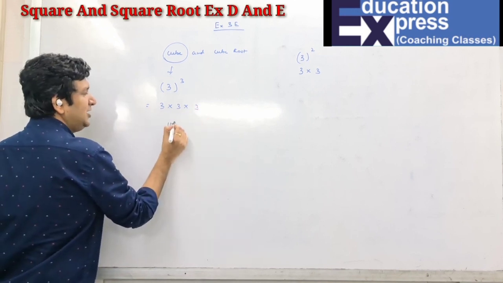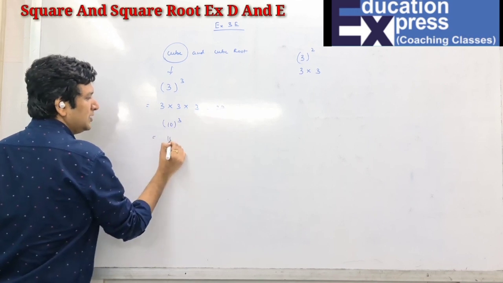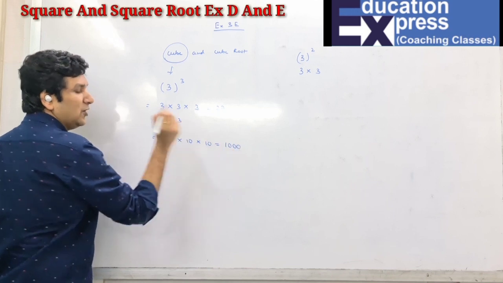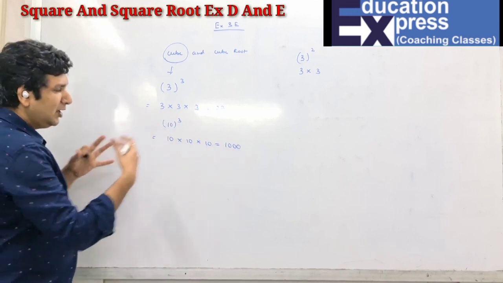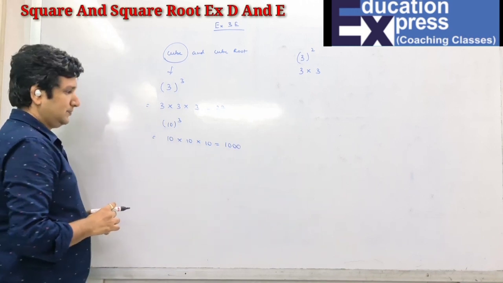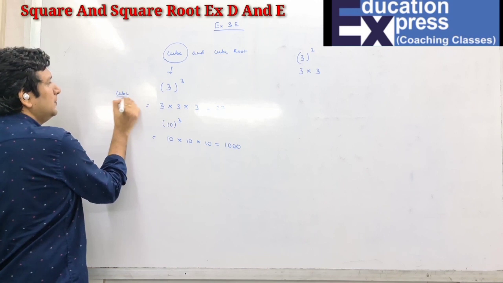Similarly, 10 cube. 10 cube is 10 into 10 into 10. That is nothing but 1000. And in a similar way, in case they ask you to find the cube root, so how to find this is physically the cube.